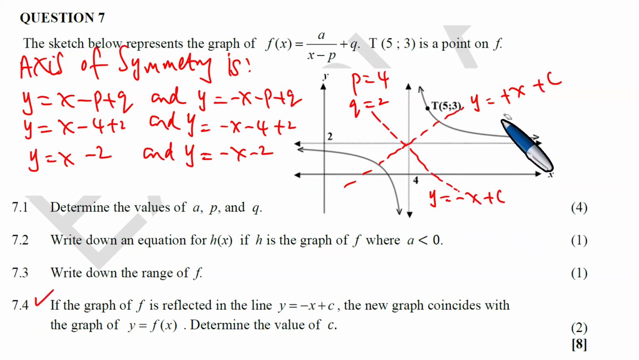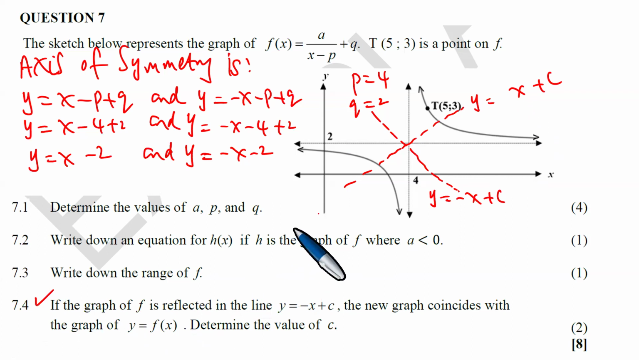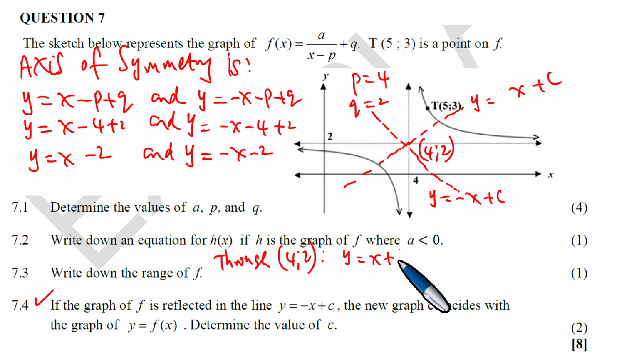I want to bring to attention important things here. Each one of these passes through this point where x is 4 and y is 2. So each one is passing through 4 and 2. If this is P and Q, I want to do it in that form.